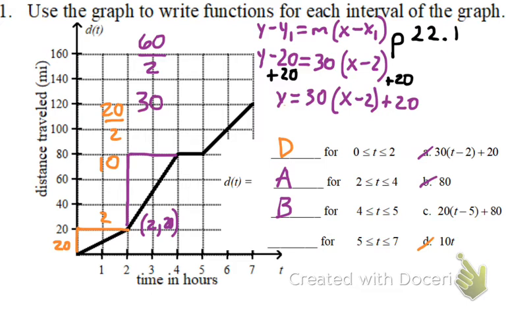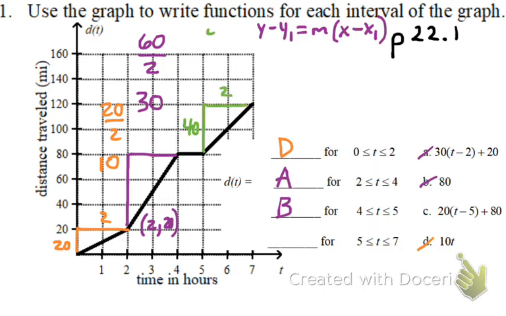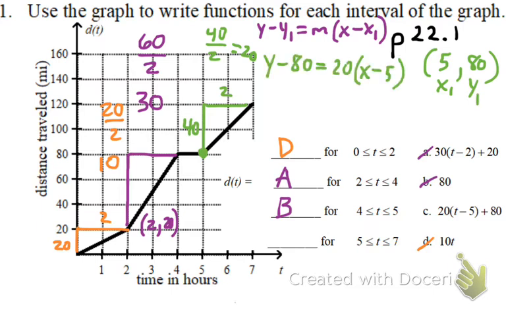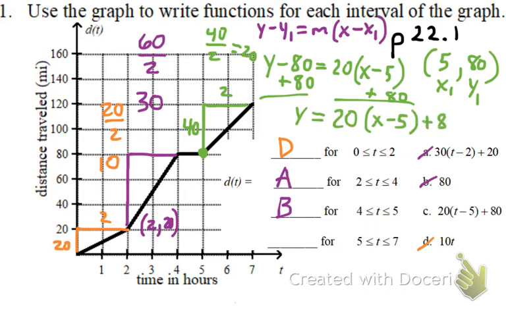And then for the last part of the graph, we're going from 80 to 120, so that's a rise of 40, run of 2, so 40 over 2 gives us 20 for our slope. And then we can do point slope again. The leftmost point is (5, 80). That's going to be my x sub 1, y sub 1, and again my slope is 20. So substitute in to point slope. We need the y to be by itself, so we'll add 80 to each side. And then we'll rewrite that with d's and t's. So d of t equals 20 times, in parentheses, t minus 5, close parentheses, plus 80.